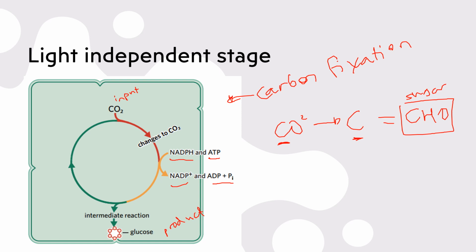Something that's missing from this diagram is that another product is water. Okay, so during this process, during all these chemical reactions, water is also a product that's produced here in our chemical reaction. So that's the light independent stage.